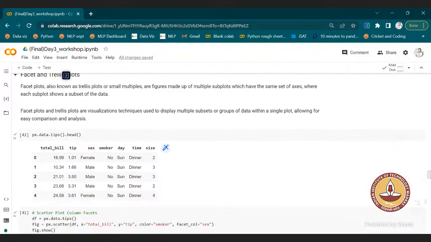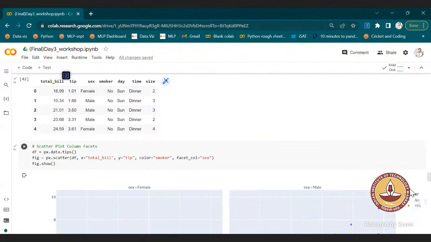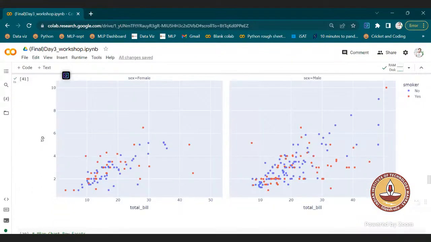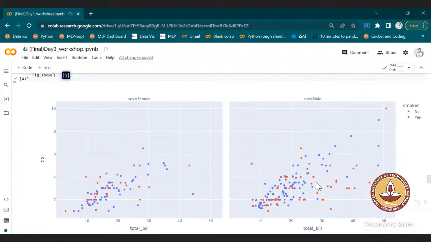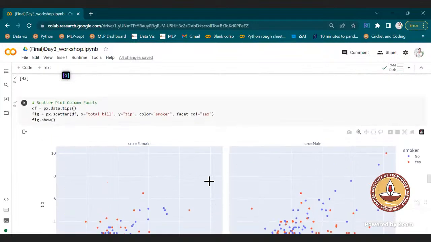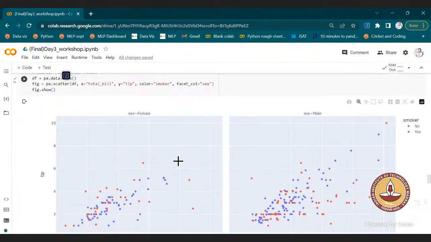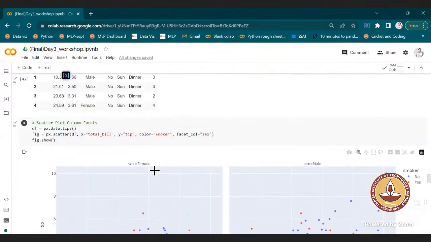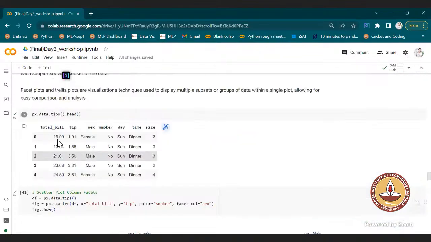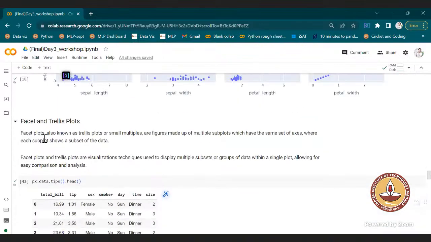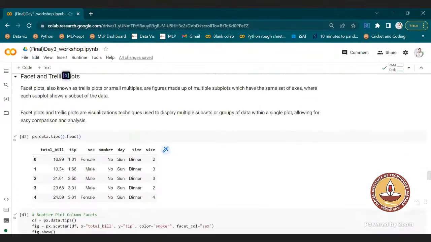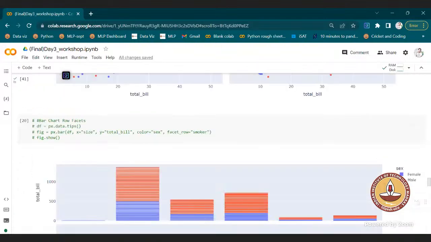Till here we have completed. Again here, we talked about it: if we have just two or three columns, it's good to plot them side by side only. That is what we have done here, and that is what we call a facet plot, or trellis plot.